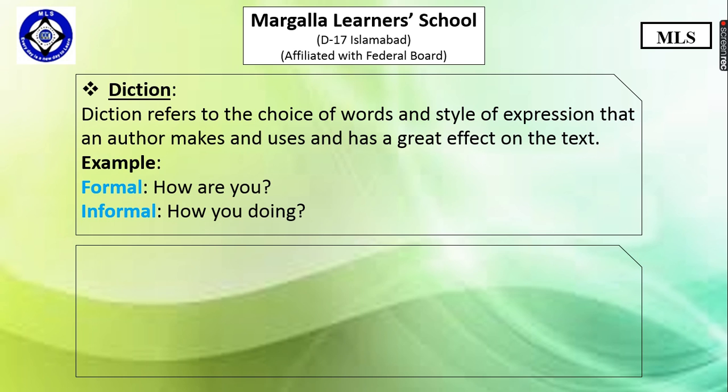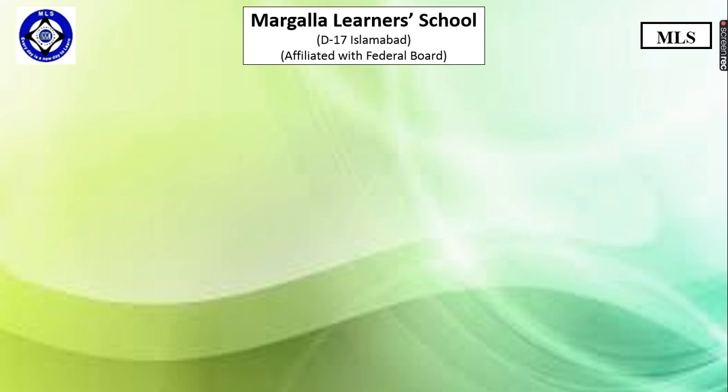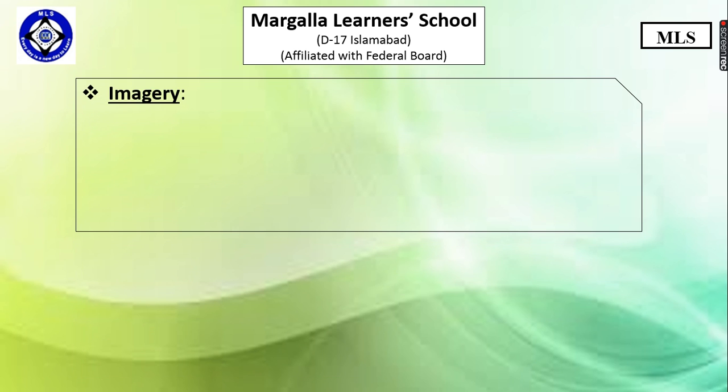Let's come to page number 5 and see some other literary devices. The first one is symbolism. Symbolism is the use of symbols to signify ideas and qualities by giving them symbolic meanings. For example, the fields are brown and barren. You can see that the fields are symbolized as brown and barren. Brown and barren symbolizes that fields are brown and barren. You see?